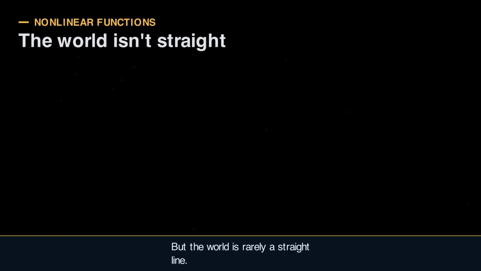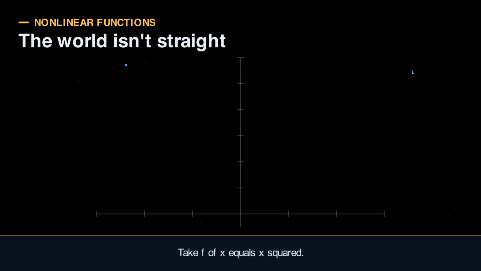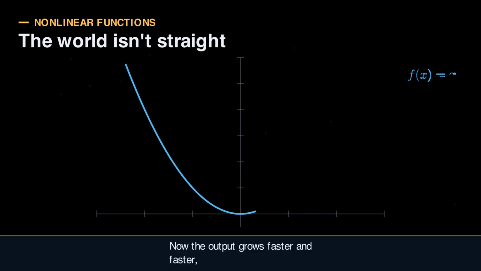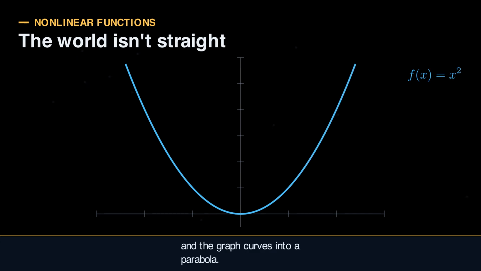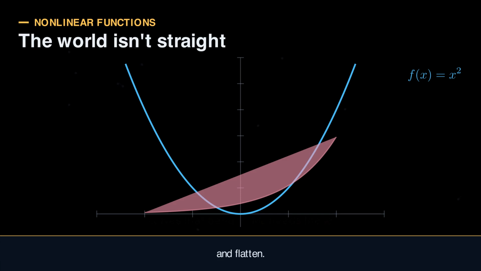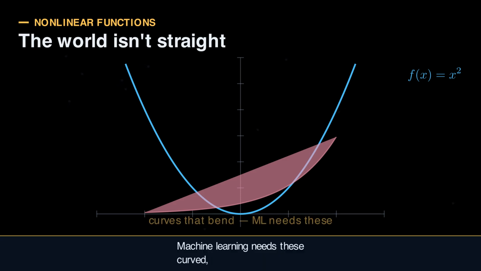But the world is rarely a straight line. Take f of x equals x squared. Now the output grows faster and faster, and the graph curves into a parabola. There are many such shapes, curves that bend, rise, and flatten. Machine learning needs these curved, nonlinear functions because real patterns are rarely straight.